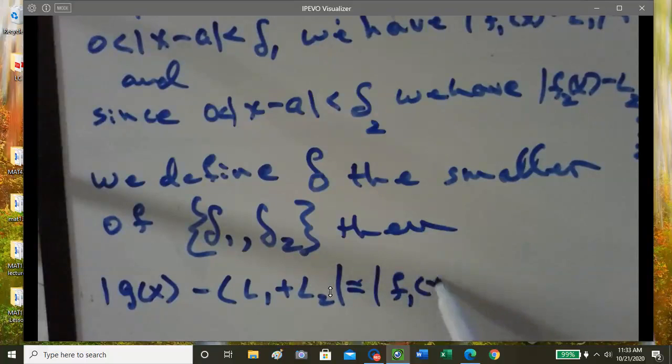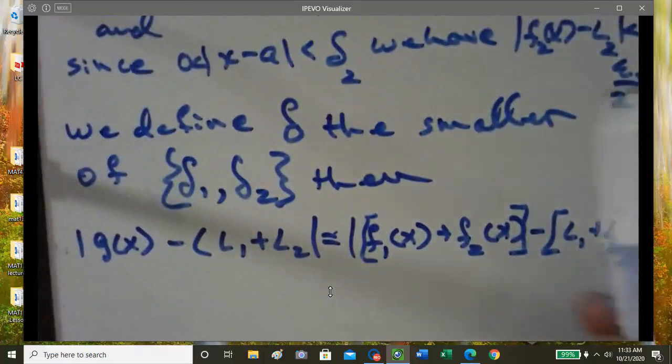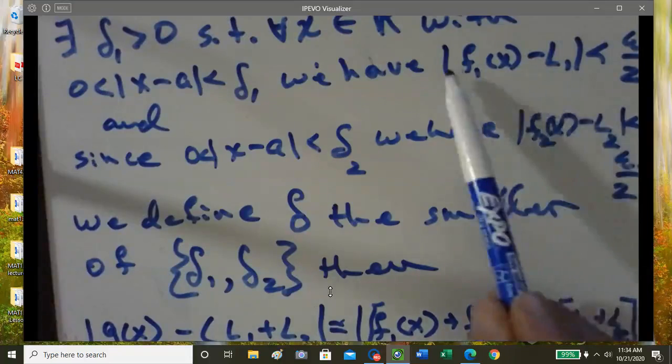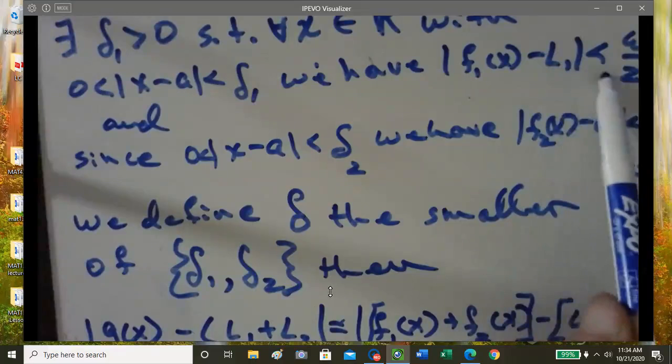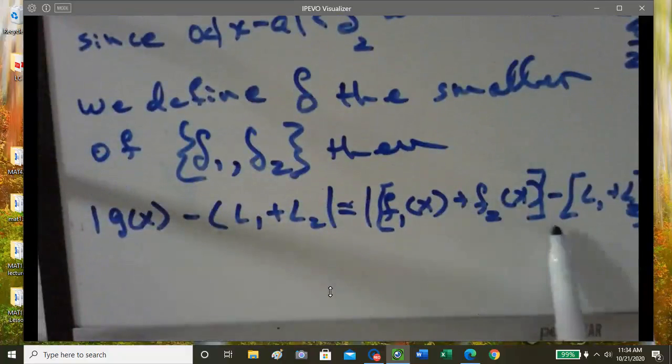f1 x plus f2 x, and we'll put brackets here, minus L1 plus L2, because we're going back to using, instead of f1 x minus the limit is less than epsilon over 2, we're going ahead and putting the sum of those together.